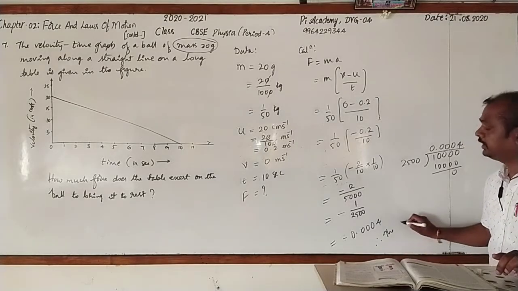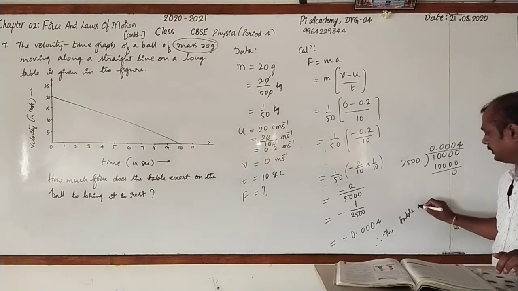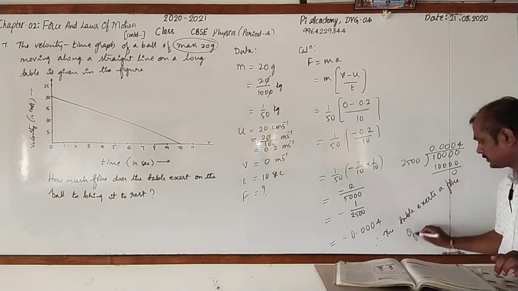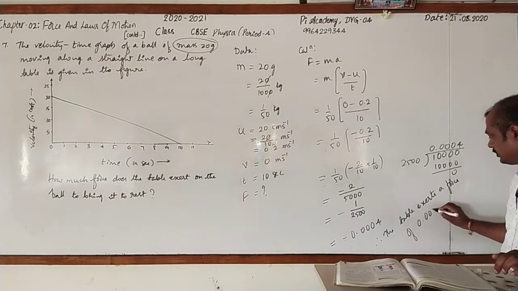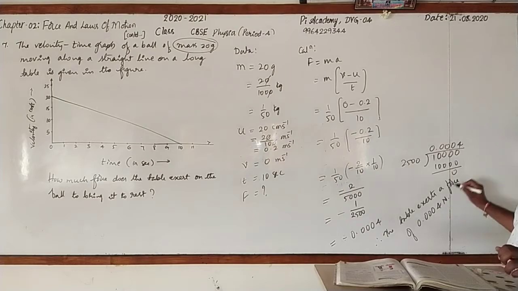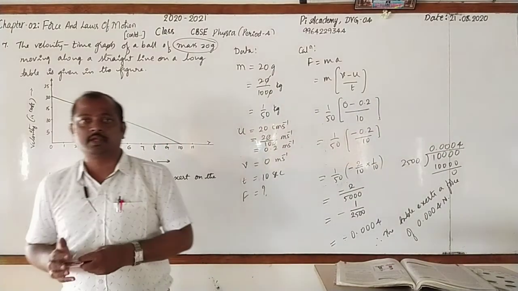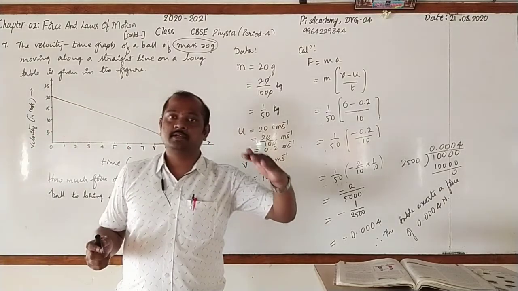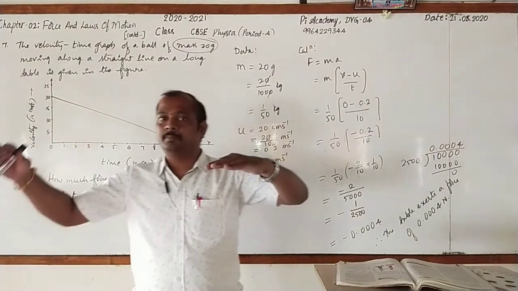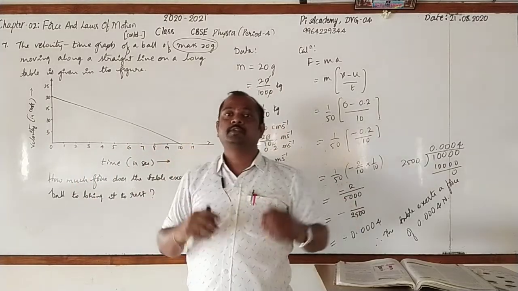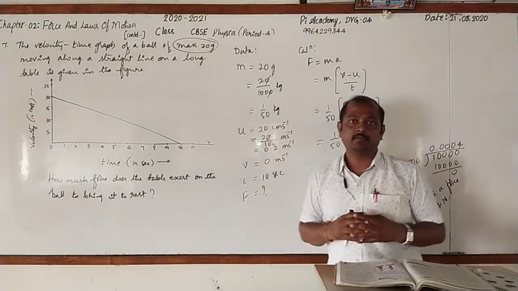Therefore, the table exerts a force of 0.0004 Newton. Clear? Minus sign indicates it is the frictional force. The force exerted by the table on the ball is opposite to the direction of the movement of the ball. Hope that you have understood.